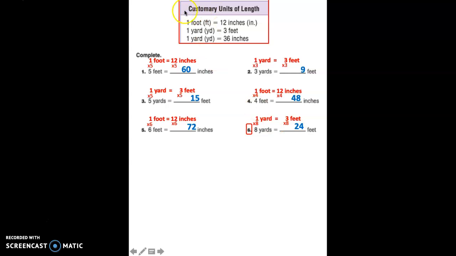Be sure to use your customary units of length box on your reference sheet in order to help you solve your problems.